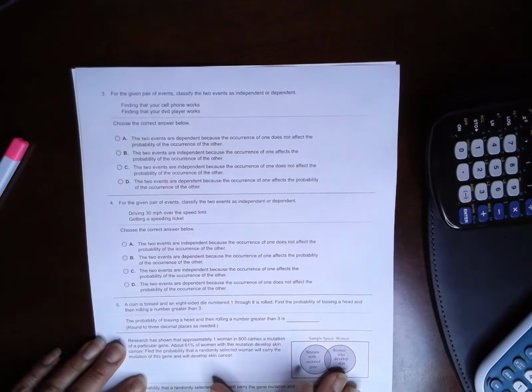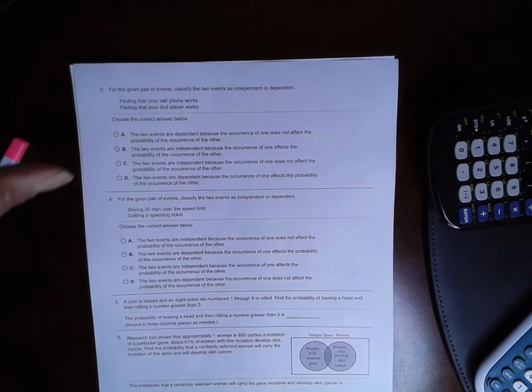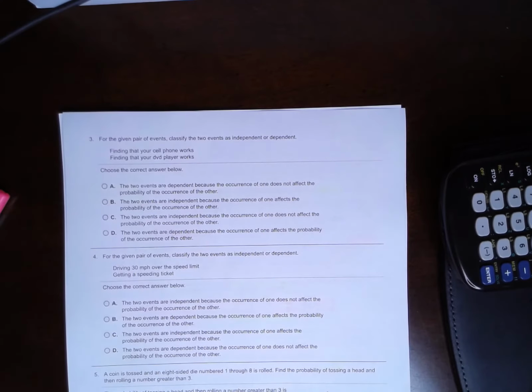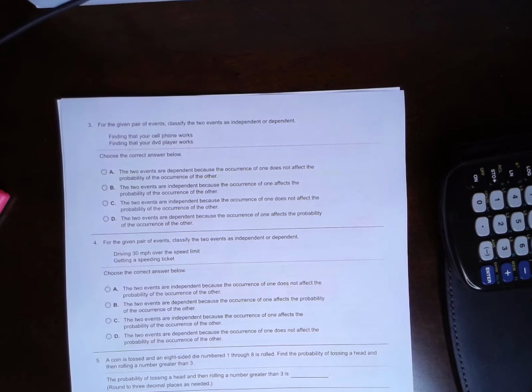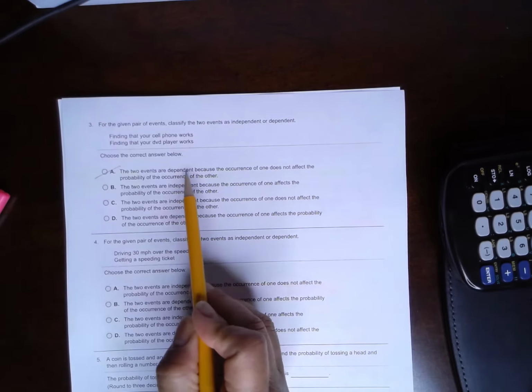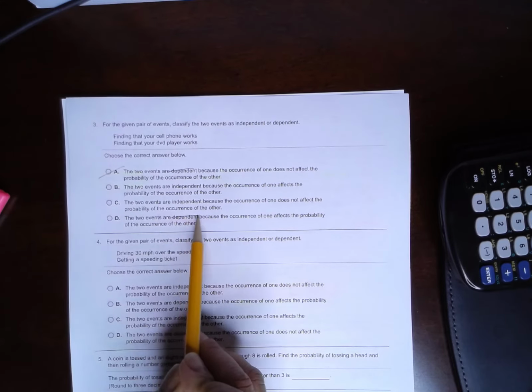Next. For the given pair of events, let me see if I can zoom. For the given pair of events, classify the 2 events as independent or dependent. Finding that your cell phone works. Finding that your DVD player works. So the cell phone and the DVD player, they are independent. The one working or not working doesn't affect the other one. So the answer is not going to be part A because it says dependent.